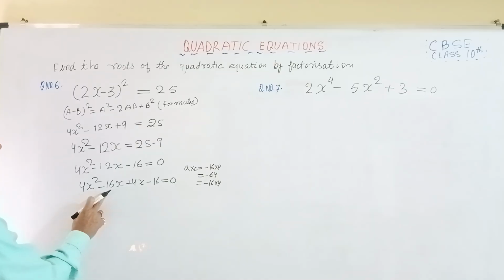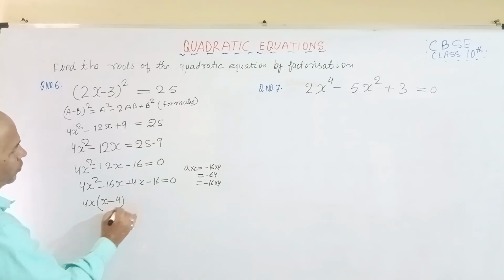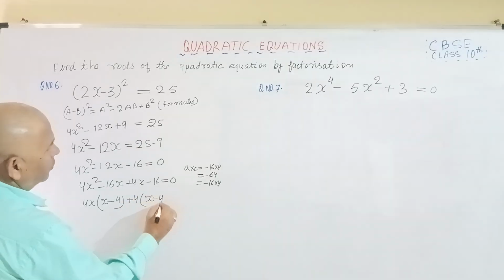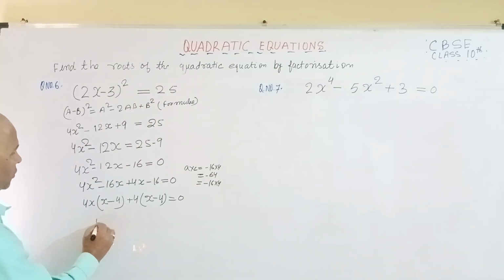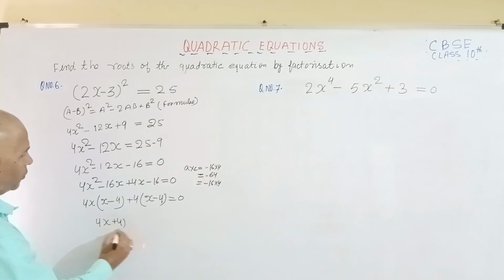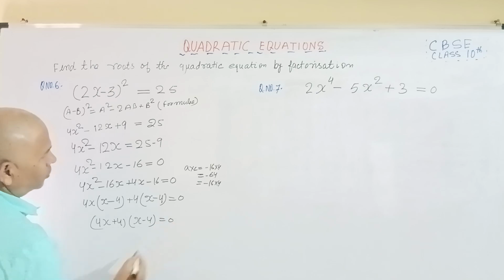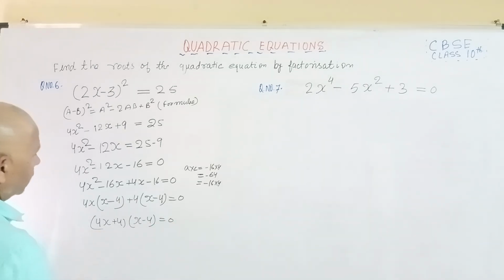Now here in 4x square minus 16x I will take common 4x, so I will get x minus 4. Here I will take common 4, so I will get x minus 4 equals 0. So now this becomes (4x plus 4)(x minus 4) equals 0. Now these are two linear factors, that is 4x plus 4 and x minus 4.